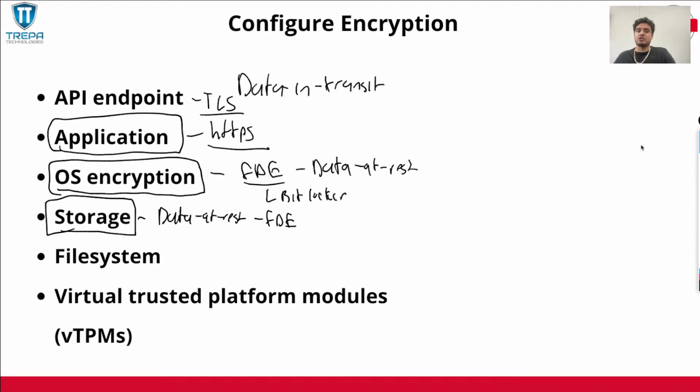Okay, then file systems. So what we're saying here is that our file systems also need to be encrypted. That's going to be data at rest as well, where we apply encryption on a per file basis. So TPM. Before we talk about virtual TPM, let's just talk about what a TPM is.